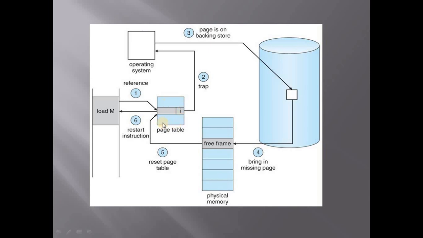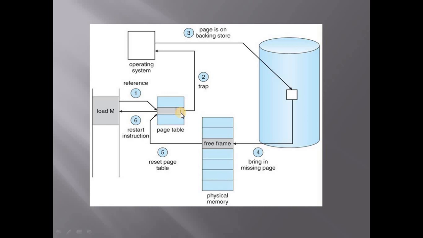Here in the diagram you can see when this instruction load M is to be executed, it will first be checked whether that particular page is in the memory or not. If it is I, it means it is invalid, which means it is not there in the memory. If it is not I, it means it is valid, it is in memory. Now in this given example, you can see that load M is on a page whose valid-invalid bit is I.